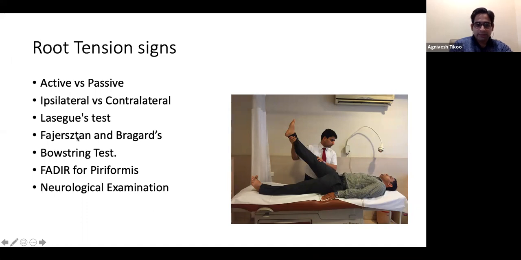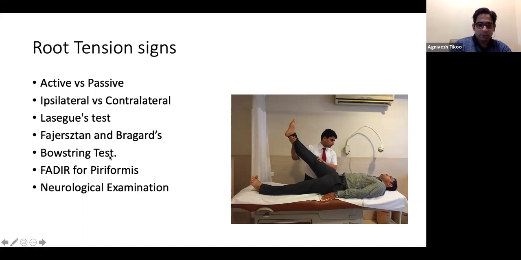Then there are two more tests, Fajersztajn's and Bragard's tests. They are again provocative tests. In one, when the patient complains of pain, you dorsiflex the foot at the same time. The sciatic nerve gets stretched even more, so the patient complains of increased pain. In the other test, you lower the leg at an angle. Supposedly the pain comes at 50 degrees, you lower it to 40 degrees, and then you dorsiflex the foot. If the patient complains of reappearing pain, it is also diagnostic of a prolapse or a nerve stress test.